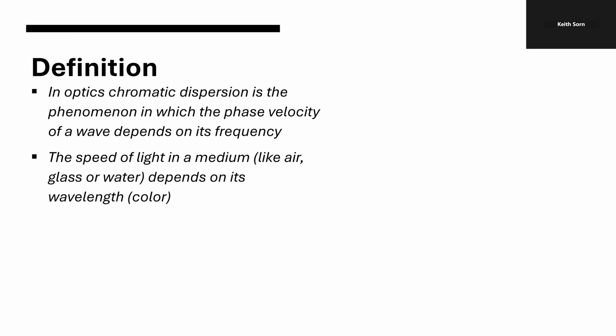All right. So the definition in optics, chromatic dispersion is the phenomena in which the phase velocity of a wave depends on its frequency. Okay, what's that mean? Well, if we talk about a media like glass or water or air, the speed of light in a media depends on its wavelength. Or another way to say it, the speed of light depends on its color.